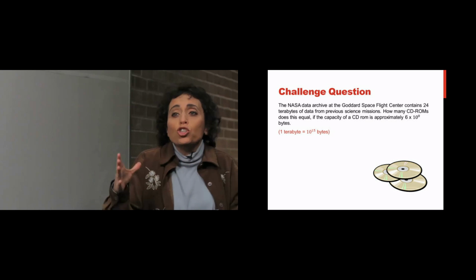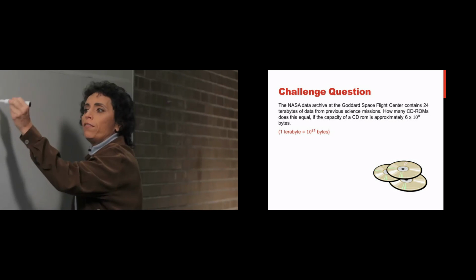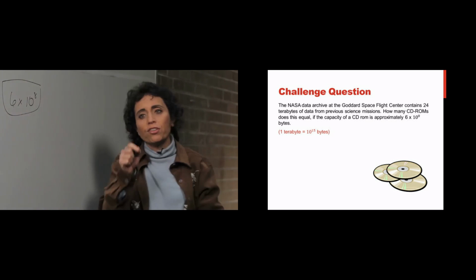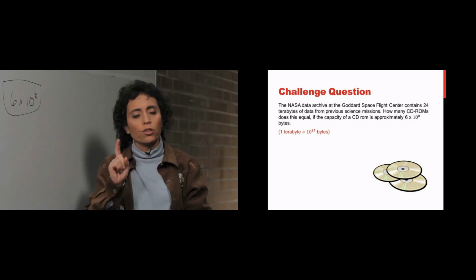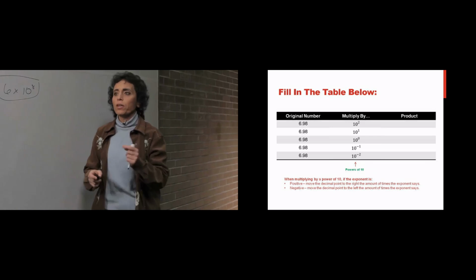That problem has huge numbers in it. Do you see 6 times 10 to the 8th? That's actually a special form of a number, okay? And we're going to talk more about this form in a minute. So we're going to revisit this challenge question when we understand a little bit more. Okay, so let's take a look at this table below, and let's see if we can fill it out.